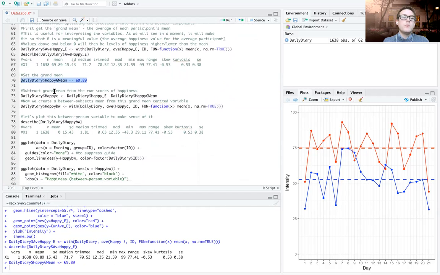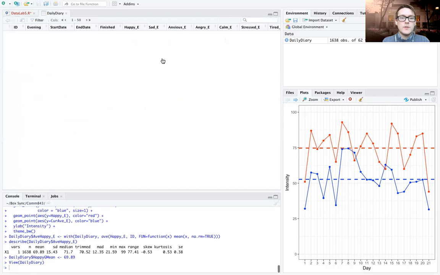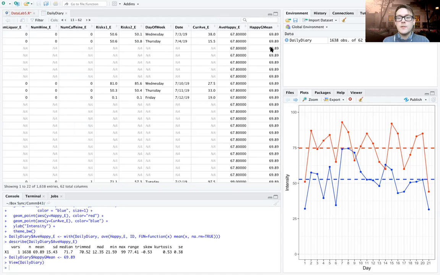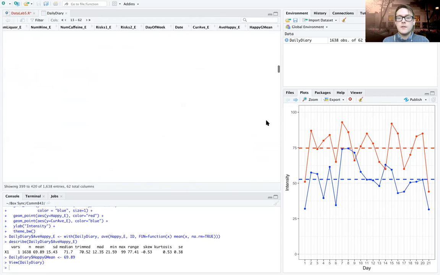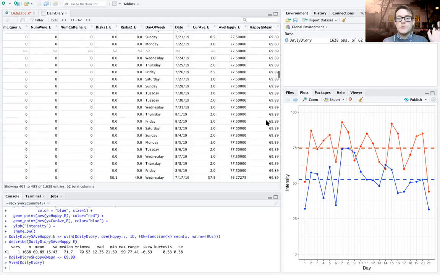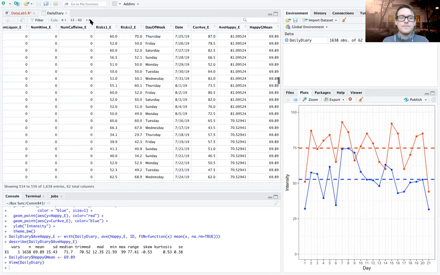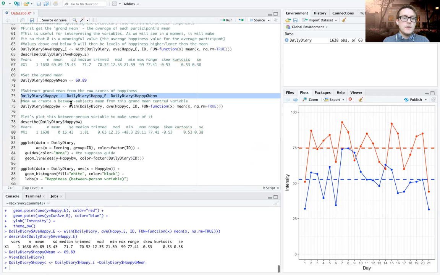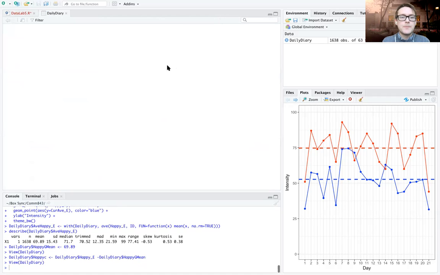Now we're going to subtract this grand mean from the raw scores. Let me just show you what this grand mean looks like so it starts to make sense. Every row in our data set is going to have the same value now, like the average happiness for our sample. When we take this grand mean from the raw scores of happiness, I'm just calling it happy C because it's centered, C for centered.